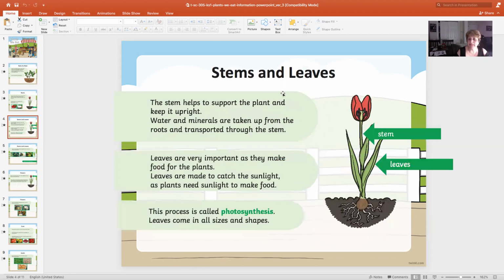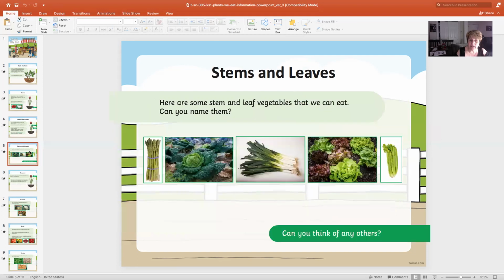Stems and leaves. The stem helps to support the plant, and keep it upright. Water and minerals are taken up from the roots and transported through the stems. Leaves are very important as they make the food for the plants. Leaves are made to catch the sunlight as the plants need sunlight to make the food. This process is called photosynthesis. Leaves come in all sizes and shapes, and some of these leaves are going to be edible. Let's take a look at that.